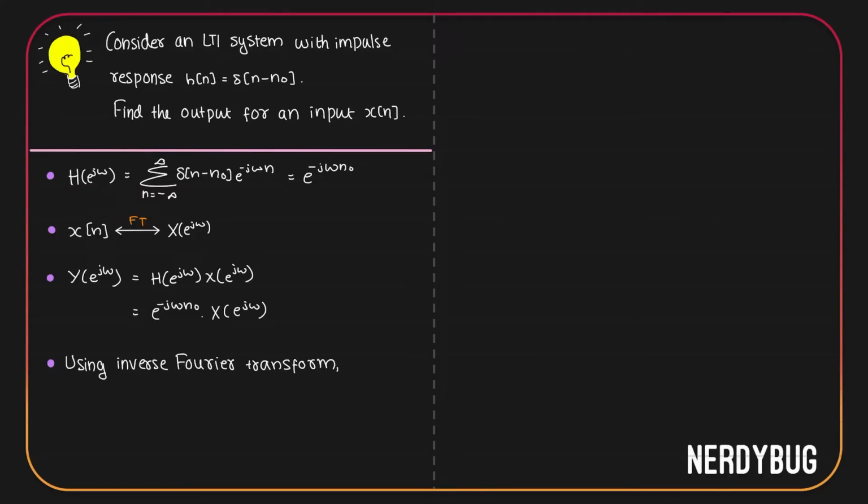For that, let us take the time shifting property that we have learned. According to this, the Fourier transform of x of n minus n naught, that is a time shifted version of x of n, is e raised to minus j omega n naught X of e raised to j omega. This is exactly what we have got here, which means the output y of n should be just a time shifted version of x of n, which is x of n minus n naught.